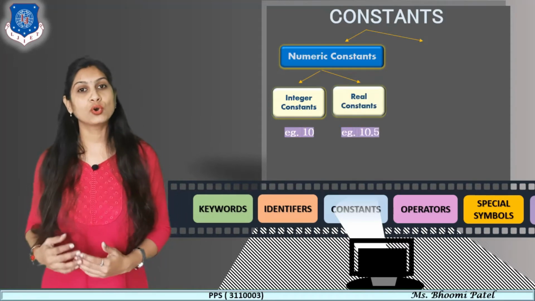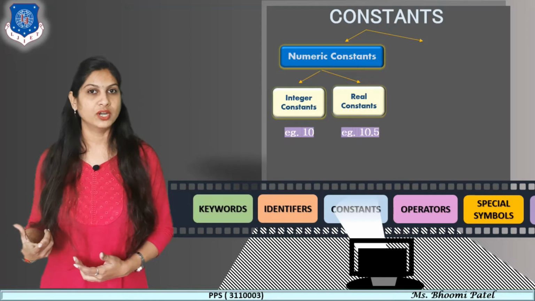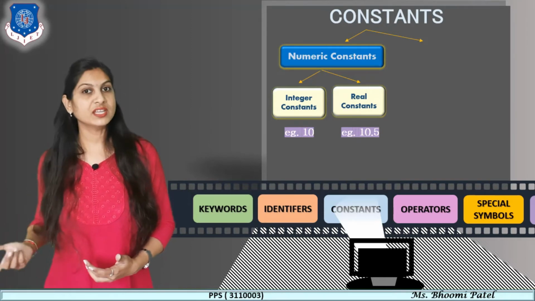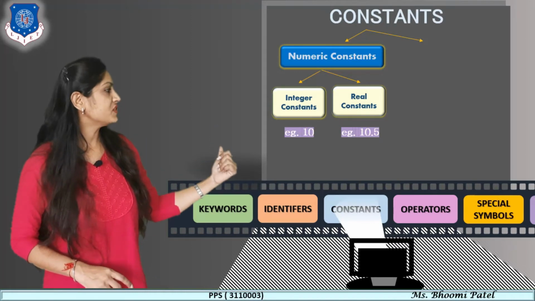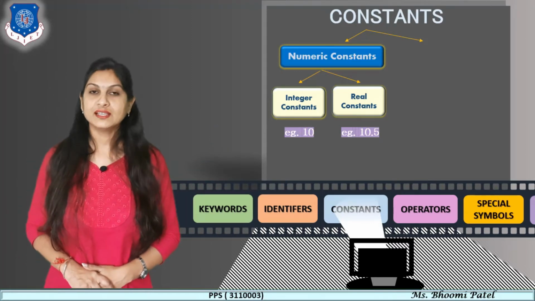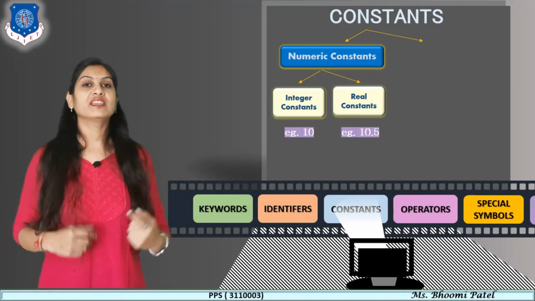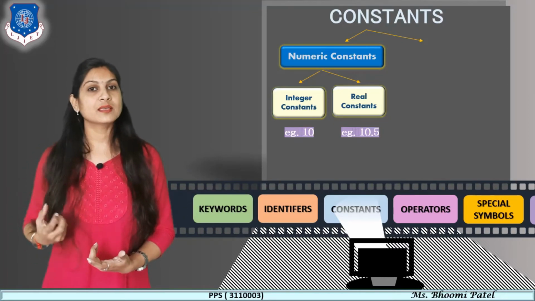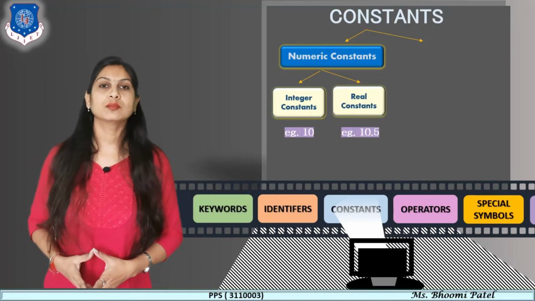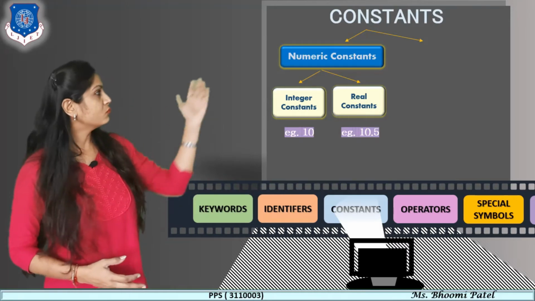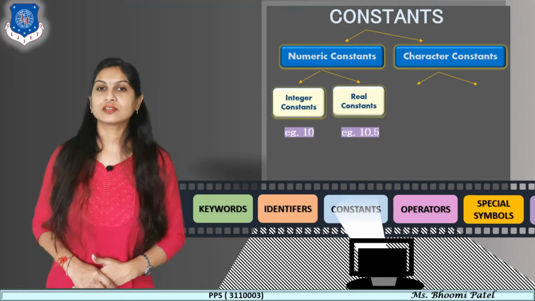You can store whole numbers without decimal points, which we will discuss later in our next topic, data types. Here I am taking one example of an integer constant, that is 10. But the real constant is different, it accepts decimal values also. So here the real constant is nothing but 10.5. Now move to the second category, that is character constants.